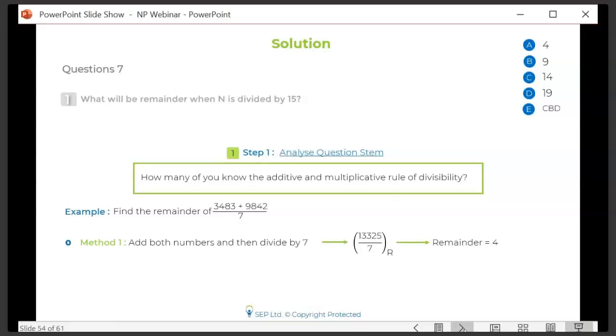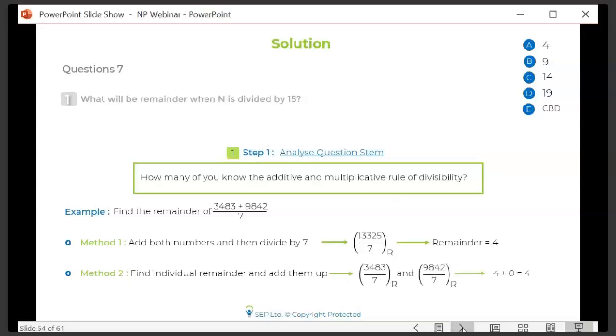Well, just looking at the last two digits, 83 by 7 and 42 by 7, is not the correct way, because the divisibility rule of 7 doesn't say you need to look at the last two digits. So that's slightly incorrect. The best way is to split it into two different parts. You find out the remainder of 3483 by 7, you find out the remainder of 9842 by 7, and then you add it up.